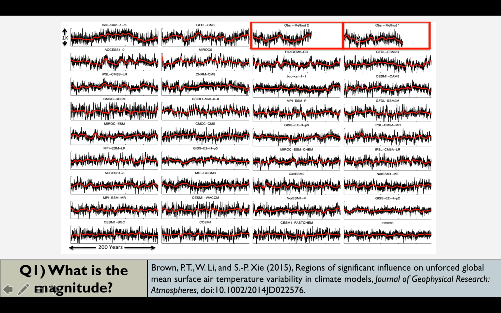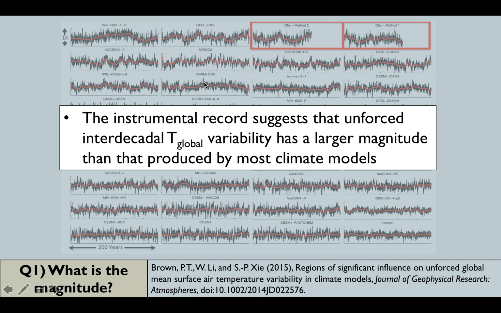And these are ranked the same way that the models are ranked. So what this is showing is that 32 out of 34 models have less variability than the instrumental record would suggest, and only 2 models have more variability than the instrumental record would suggest. So the conclusion to this little portion here is that the instrumental record suggests that unforced interdecadal global temperature variability has a larger magnitude than that produced by most climate models.